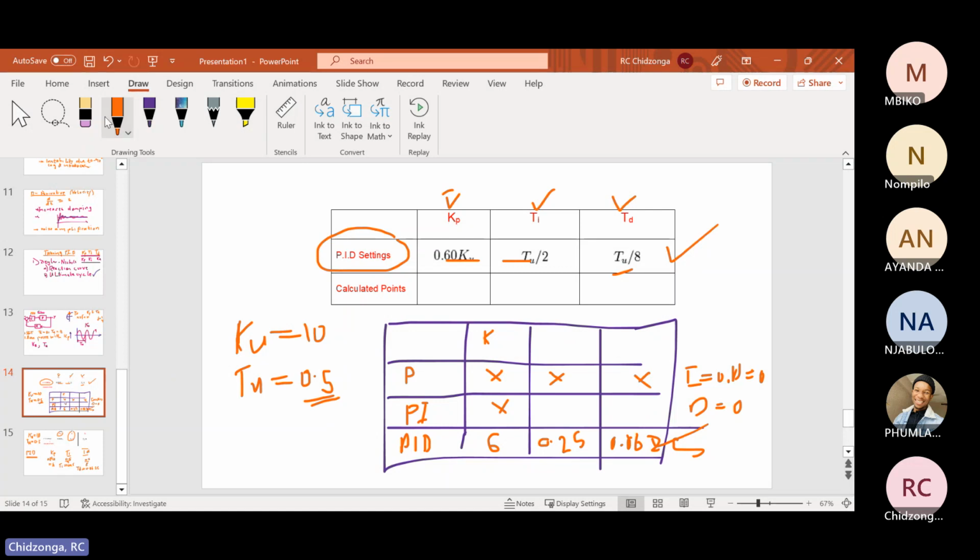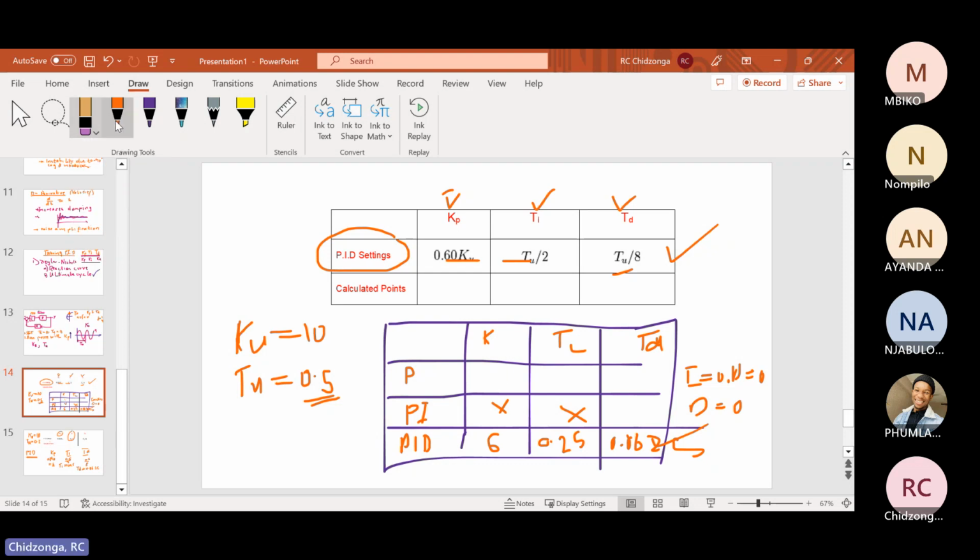Sorry, because this is P, you won't have anything here. There will only be an equation here. For PI, there will be an equation here and nothing there, because you are not setting Td. Remember, this is Kp, this is Ti, this is Td. If you are using a two-term controller, this one does not come into the picture, so it's not there. You will have some equations here similar to this.